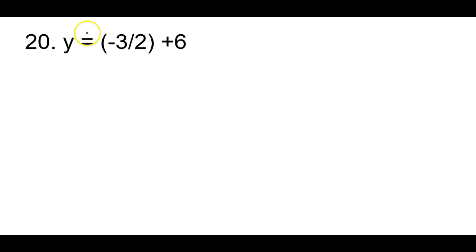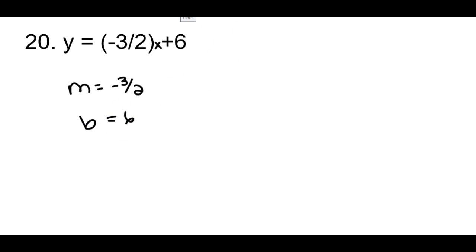Next one, y equals negative 3 halves, I think I'm missing an x right here. y equals negative 3 halves x plus 6. So once again, it's in y equals mx plus b. I know my slope is negative 3 halves. It's the coefficient of the x. Just make sure your y is by itself. And then my y-intercept is equal to 6.